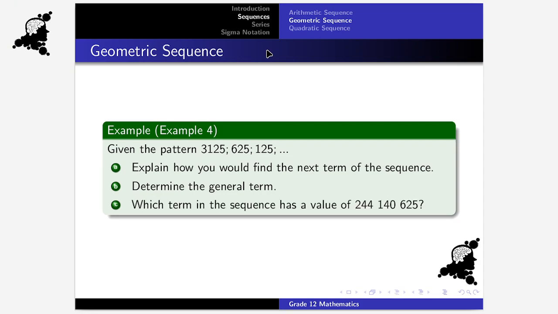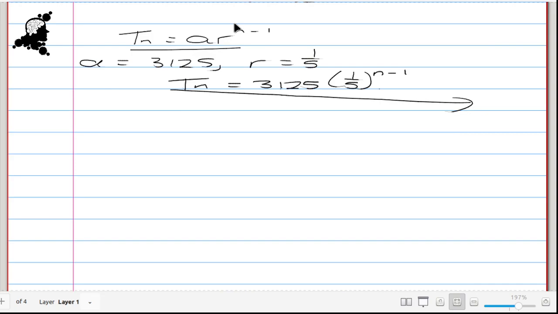Which term in the sequence has a value of 244,140,625? All right, I like this question. Let's go to our writing pad. This time, let's make sure all of us are on the writing pad. So we have Tn is equal to 3,125 into 1 over 5 to the power n minus 1.